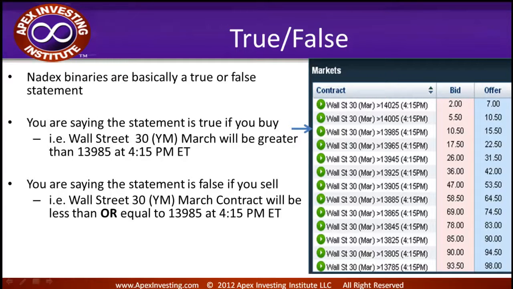The Nadex binaries in their most basic form are a true or false statement. So if you buy it, you're saying that the statement is true, such as the Wall Street 30 Dow Futures March contract will be greater than 13,985 at 4:15 p.m. Eastern Time. If you sell it, you're saying that statement is false. So you're saying the Wall Street 30 Dow March contract will be less than or equal to 13,985 at 4:15 p.m. Eastern Time. Again, less than or equal to, because you're saying the statement is false when you sell.